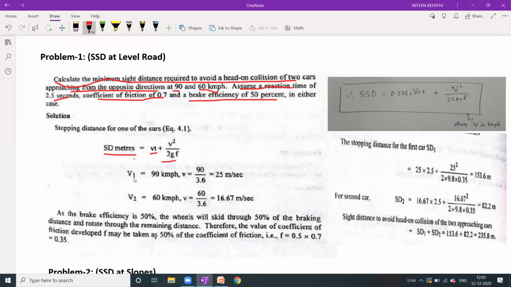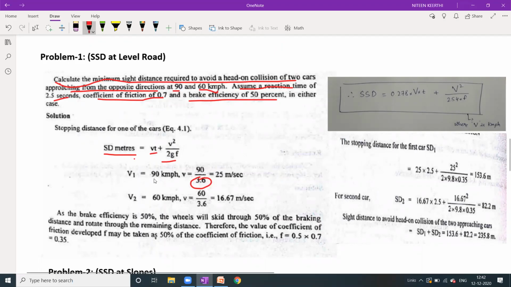Since v has been given in kmph, convert it into meter per second. So you can multiply by 5 divided by 18, or you can divide it by 3.6 to get it in meter per second. Multiply with 3.6 to get it in kmph. Remember, to convert kmph to meter per second, divide by 3.6. To convert meter per second to kmph, multiply by 3.6. Since you are converting smaller to higher, multiply. Since you are converting higher to smaller, divide. That way you can remember.